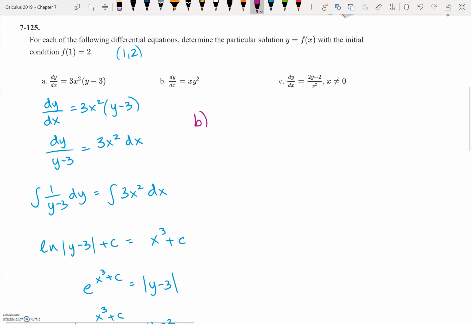So let's go ahead and do B as well. We're going to do the same thing. I'm going to write down the problem. We are going to move the dx onto the right side and the y onto the denominator. And we're going to take the integral.